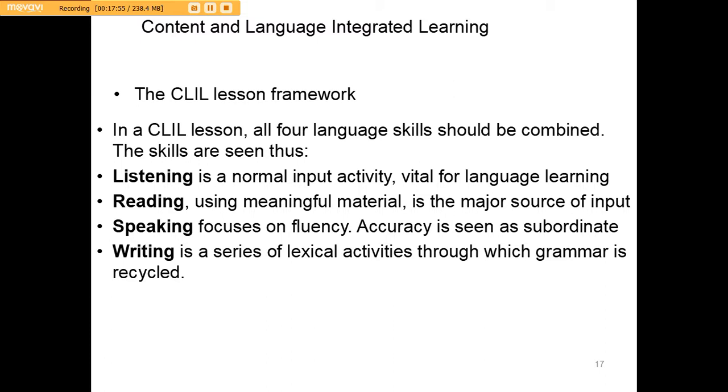Speaking focuses on fluency. Accuracy in CLIL is seen as subordinate. So the idea is that the students are speaking fluently. They don't need to be 100% accurate. It's not a Cambridge Advanced English exam. It's a CLIL class. Fluency is more important. And writing is taken as a series of lexical activities through which grammar is recycled. So again, we're constantly recycling the grammar. We can recycle the vocabulary, and that helps it stick in the students' minds.